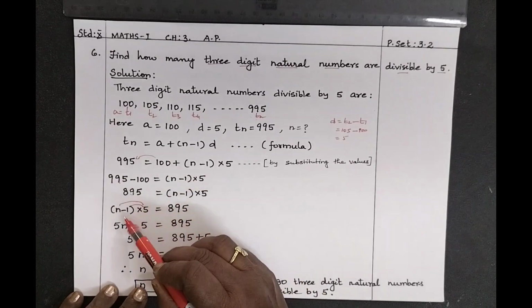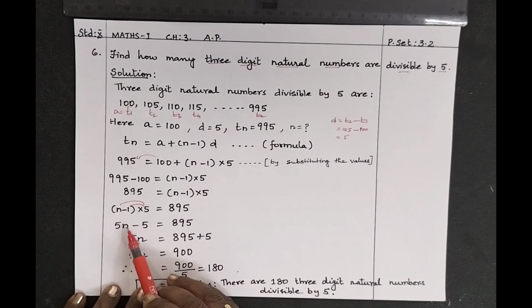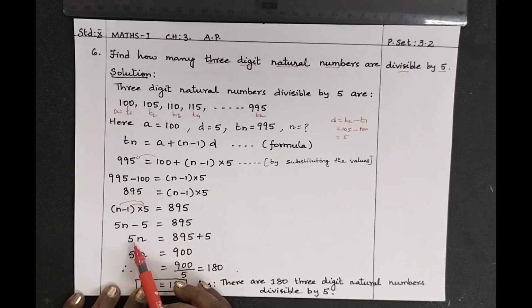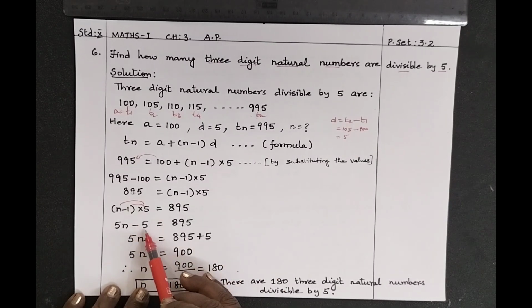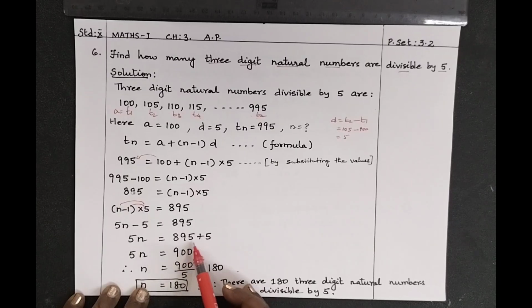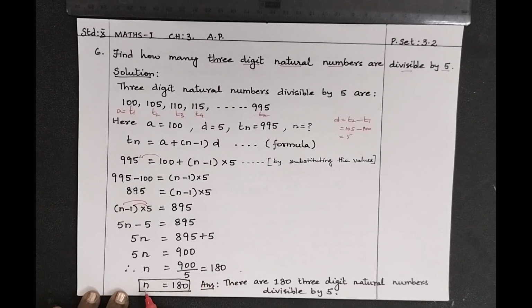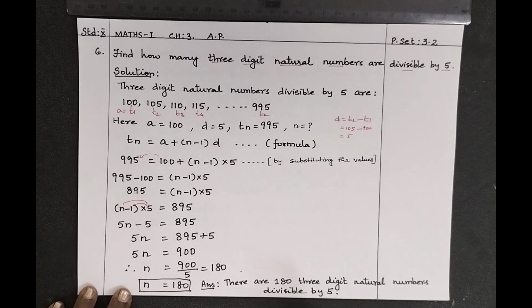Now let us write the unknown term on the left hand side. N minus 1 into 5 equals 895. Open the bracket: n into 5, 5n minus 5, equals 895. Therefore 5n equals 895 plus 5. To eliminate this minus 5, we add 5 on both sides. So 895 plus 5 is 900. So 5n equals 900. Therefore n is equal to 900 upon 5. To eliminate this 5, we divide by 5 on both sides. So 900 upon 5 is 180. N is equal to 180. Therefore the answer is there are 180 3-digit natural numbers which are divisible by 5.